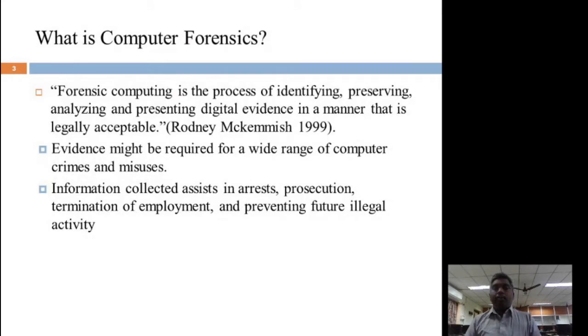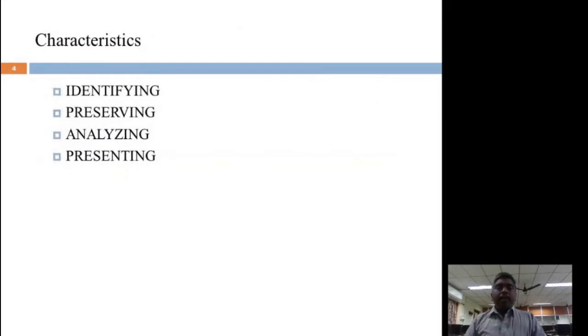First of all, what is computer forensics? Forensic computing is the process of identifying, preserving, analyzing, and presenting digital evidence in a manner that is legally acceptable. Evidence might be required for a wide range of computer crimes and misuses. Information collected assists in arrest, prosecution, termination of employment, and preventing future illegal activity. Next, these are some of the characteristics of forensics: identifying, preserving, analyzing, presenting.